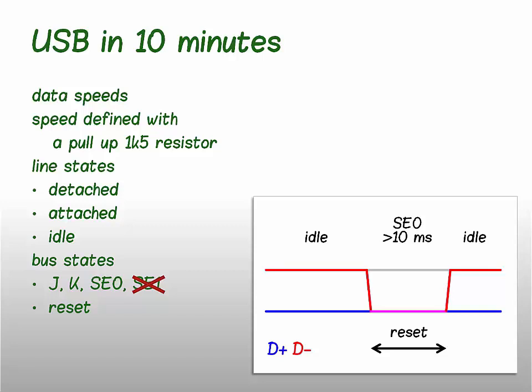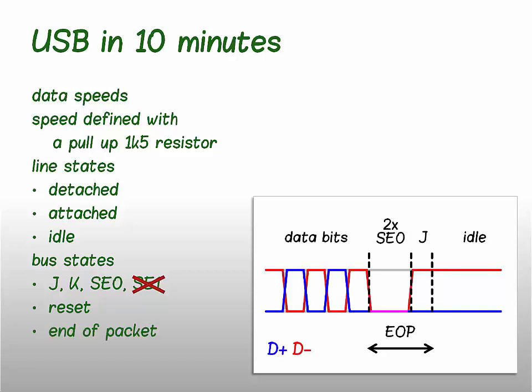more than 10 milliseconds. To end transmission of bits, the host or device appends single-ended 0 for 2 bit times, followed by 1 bit of J state, and then lets the bus go idle. This signal is called end of packet. When a low-speed host sends the end of packet signal on an otherwise idle bus, we call it a keep-alive signal. This signal is used in order to prevent the device from entering the suspended state, which happens when the line is idle for more than 3 milliseconds.